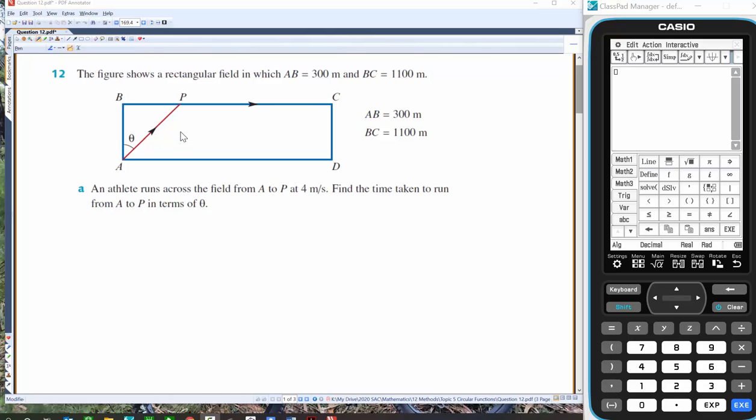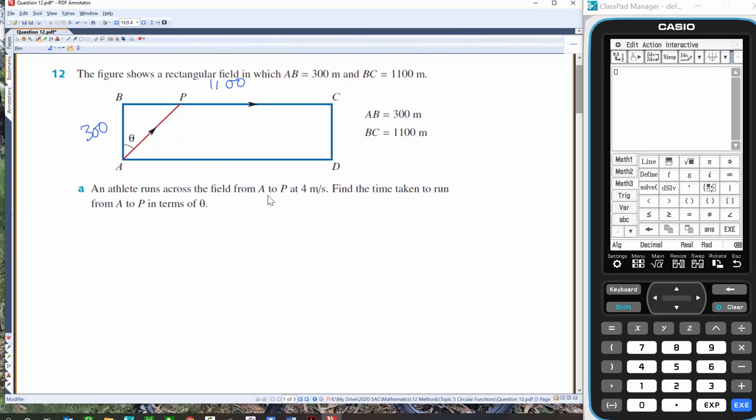Classic methods problem here that I've been asked about a number of times over the years. So what we've got is a figure showing a rectangular field in which AB is 300, and BC, this total distance here, is 1100. So that's basically the properties of the field, the side lengths of the field.